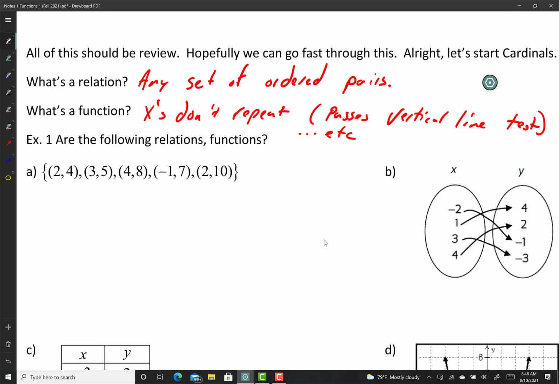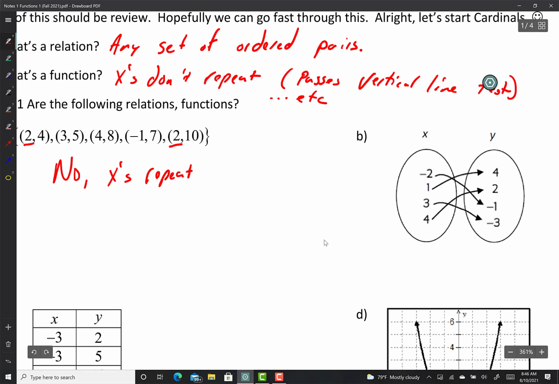So here we go. We have some relations for example 1, and we just want to know if it's a function or not. That's it. So example 1: 2, 4, 3, 5, 4, 8, negative 1, 7, 2, 10. Is it a function? No. Why not? Yeah, x's repeat.